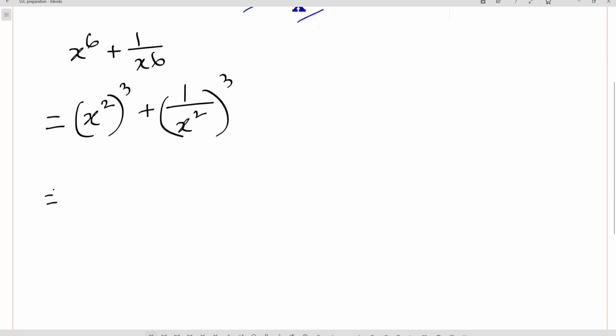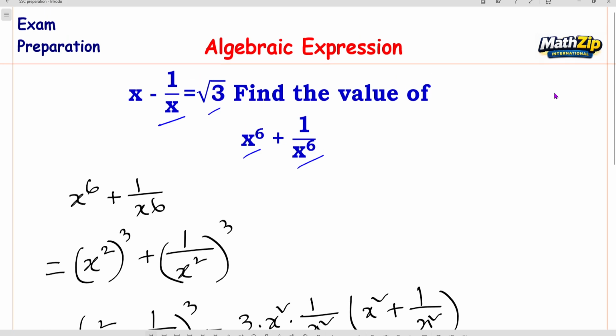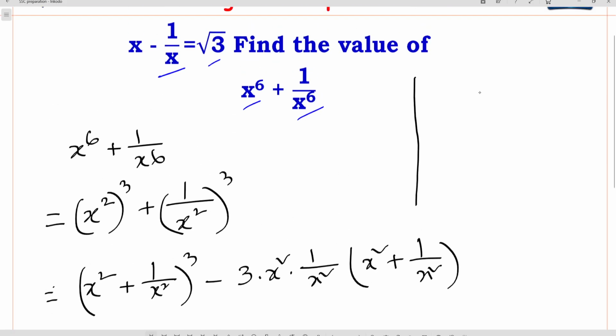It means here will be x square plus 1 by x square to the power 3 minus 3 times x square times 1 by x square times x square plus 1 by x square. But what is the value of x square plus 1 by x square? This one, if anybody wants, can be written in rough, or first you can find out the value of x square plus 1 by x square, or if you want you can write in here. So it would be better to find out first.